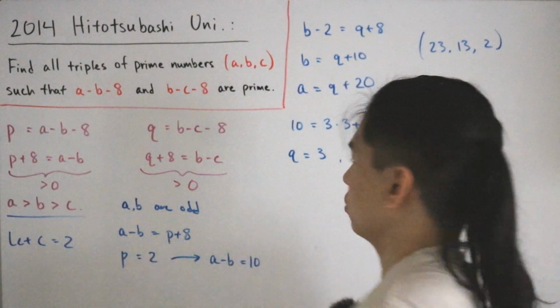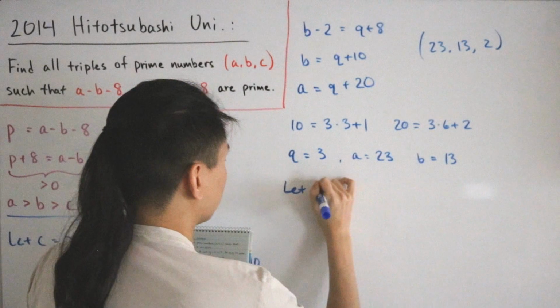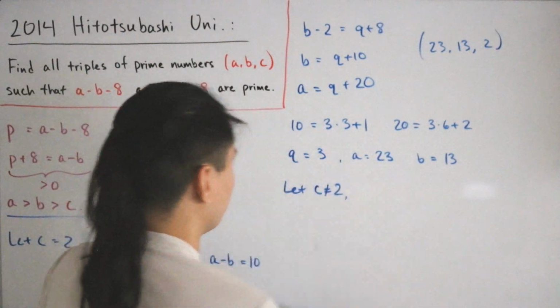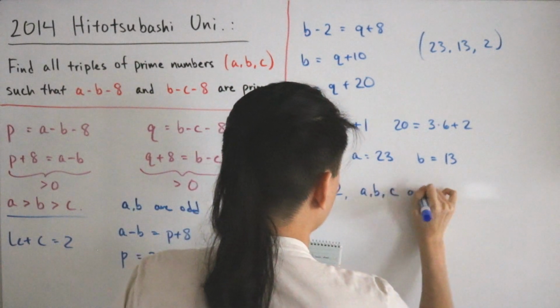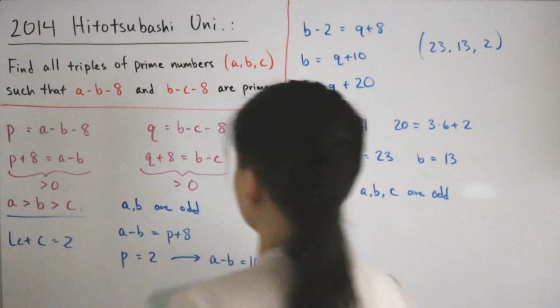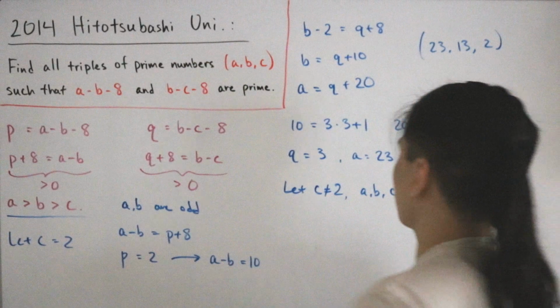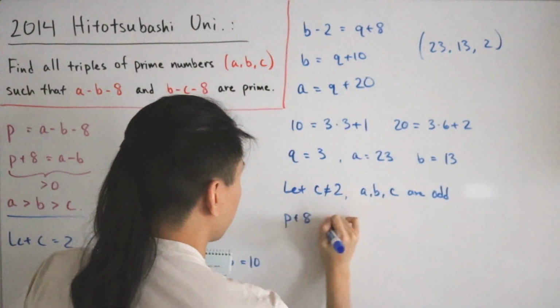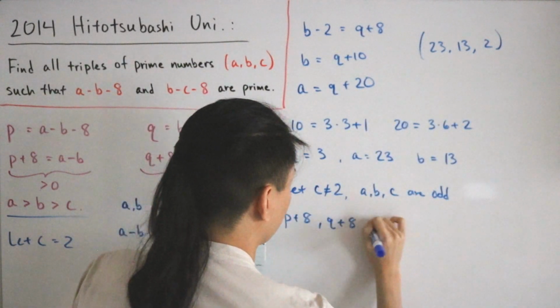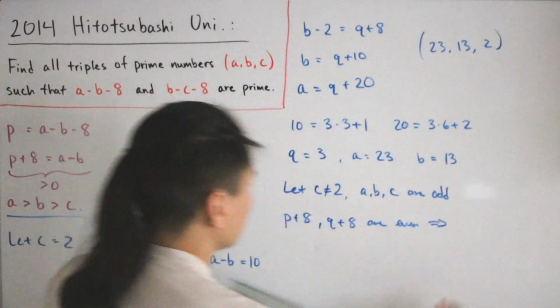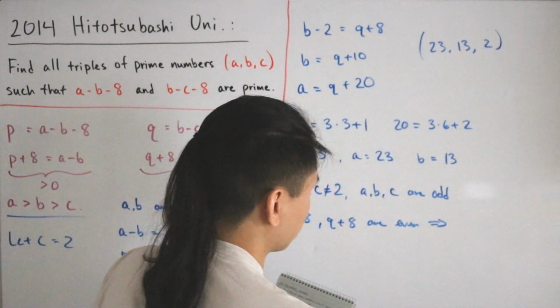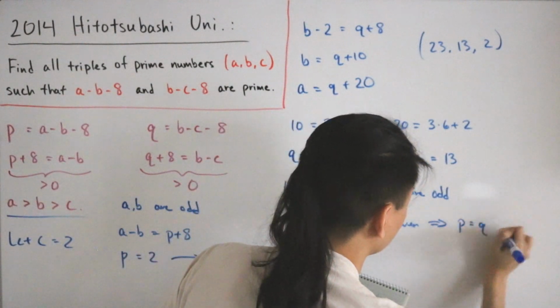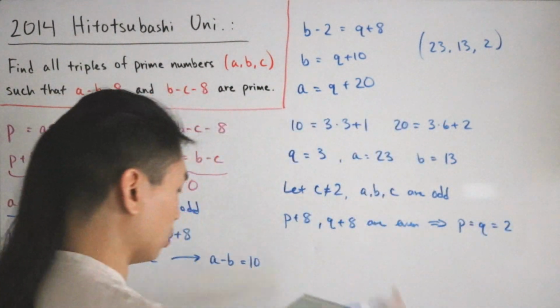Now with this case out of the way, let's suppose that c does not equal 2. Would that be the case? That means that a, b, and c are odd numbers. And when you take the difference, you're going to get an even number. So that means p plus 8 and q plus 8 are even, which you can deduce from here that p is equal to q, and they're both equal to 2.